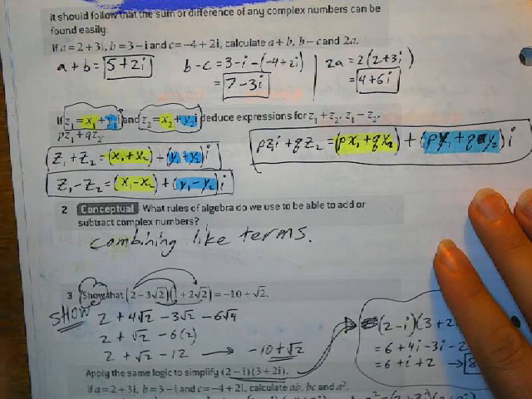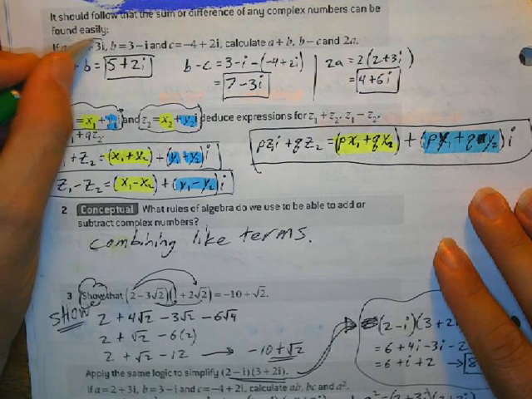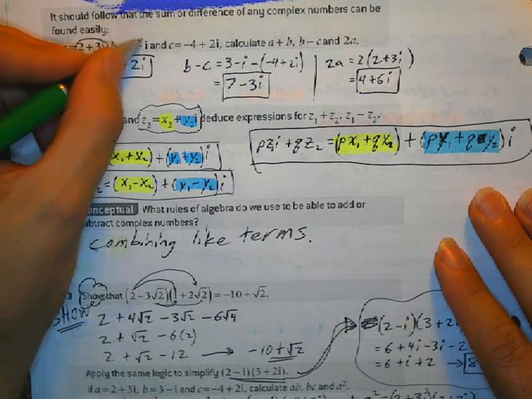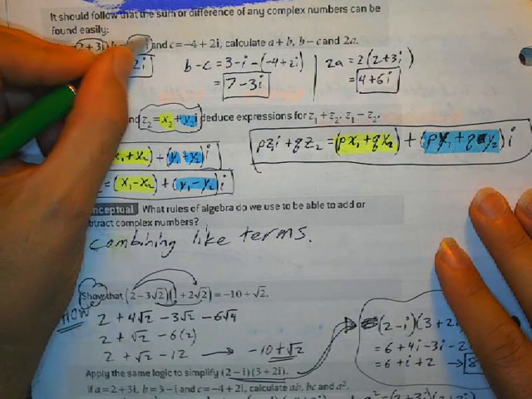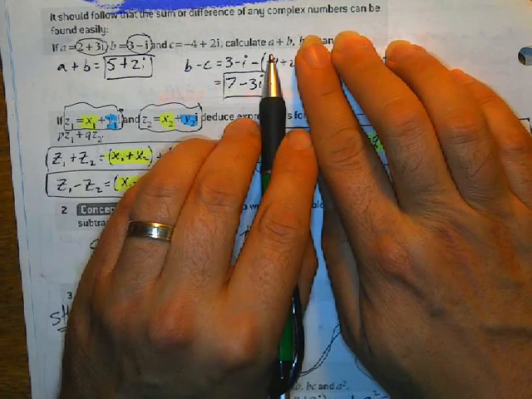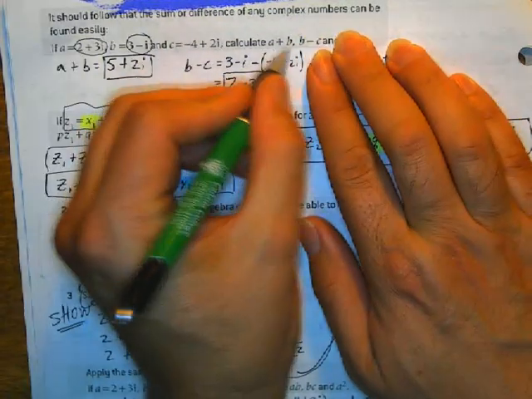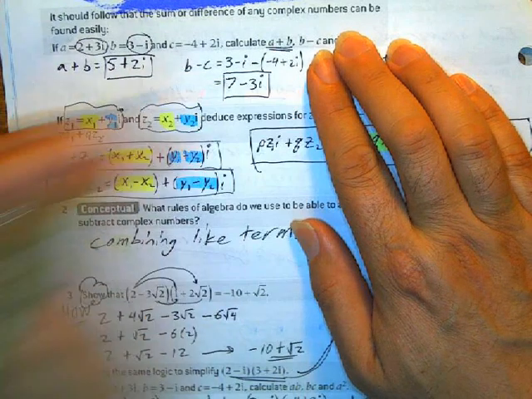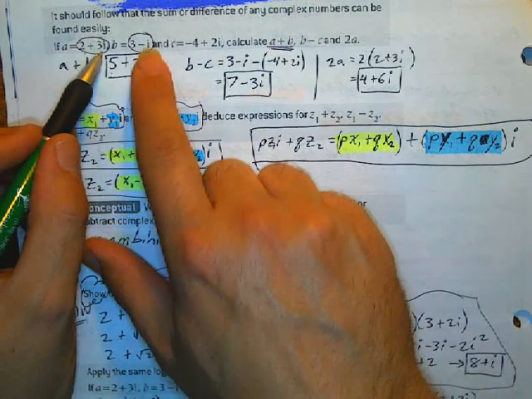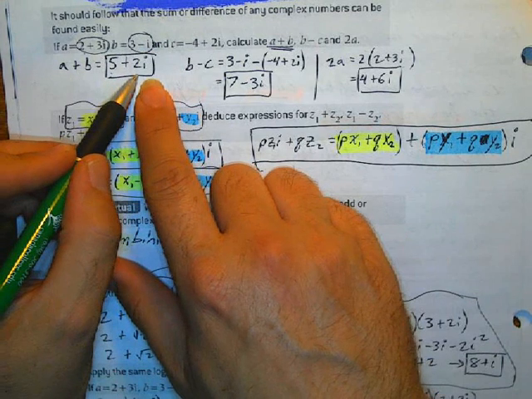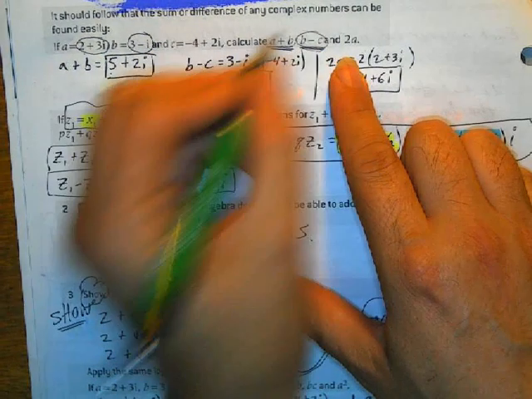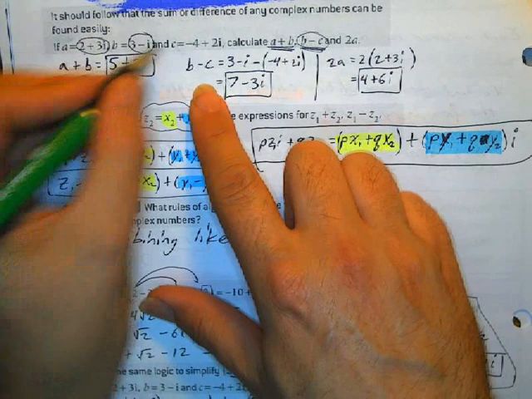So we know that A is equal to this, B is equal to this. And so if I want you to calculate a plus b, I'm going to have 2 plus 3, which gives me 5, and 3i minus i is going to give me 2i.